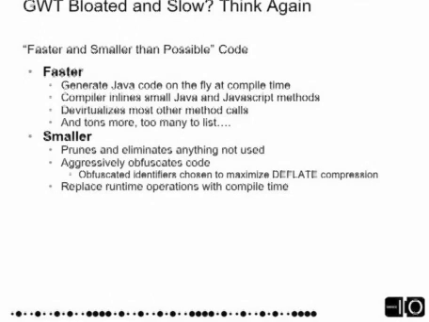The compiler aggressively prunes and eliminates anything not used. Any method that's not called is eliminated. Any field that's not read from is eliminated, and so on. It also aggressively obfuscates the code, and it obfuscates it in a way that enhances gzip compression. So that's another interesting thing.